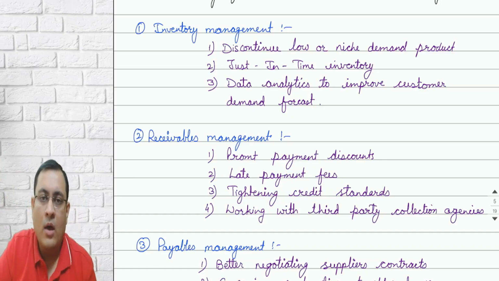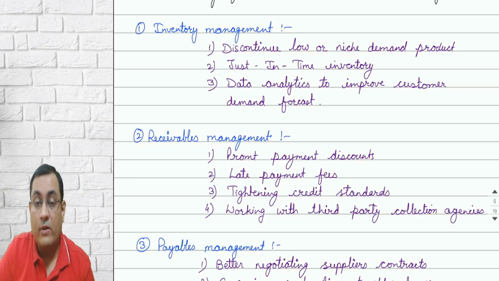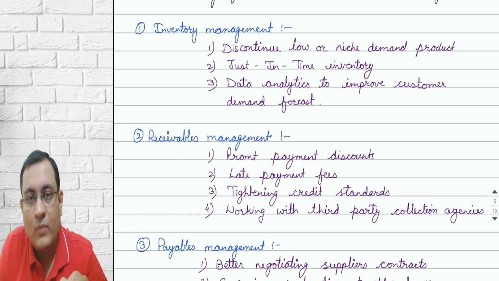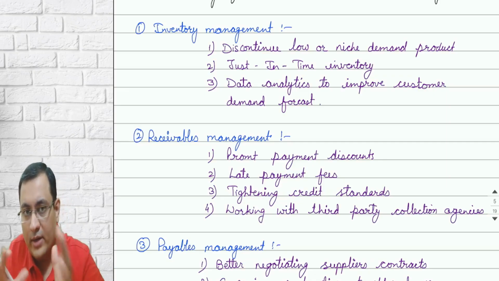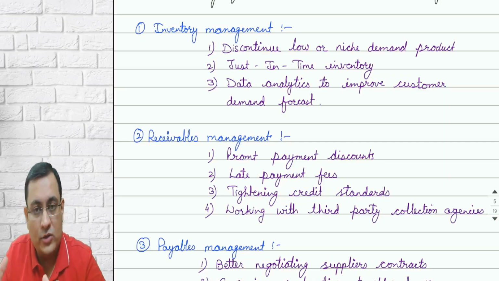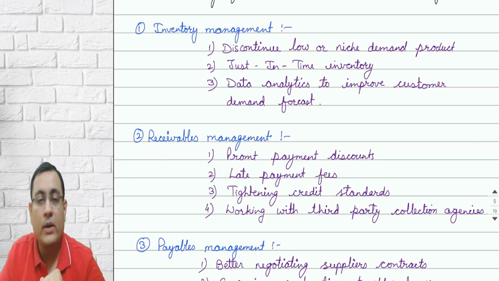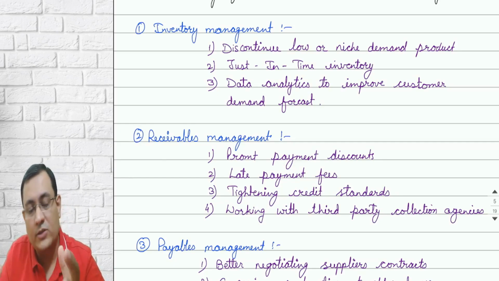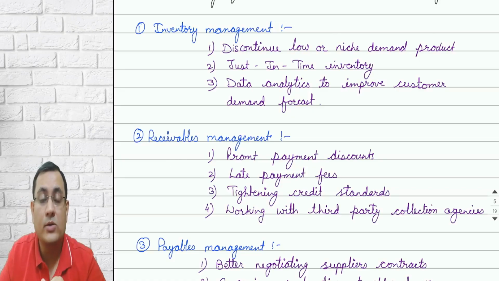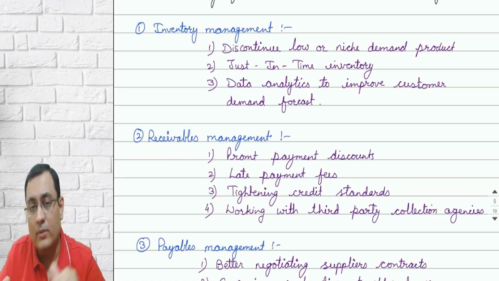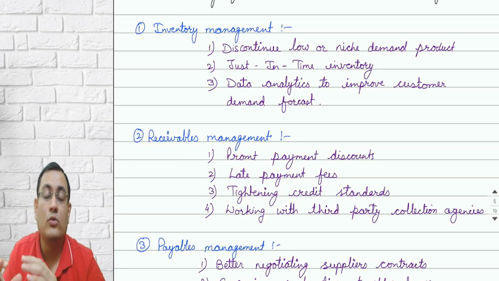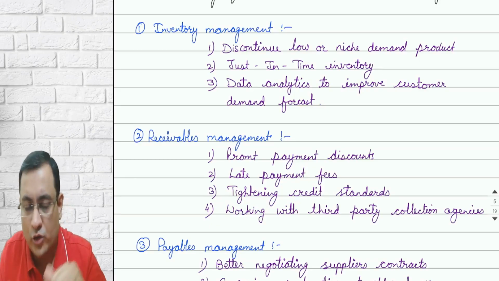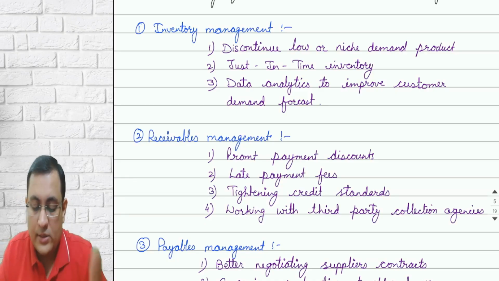Now how to reduce the inventory? Number one, discontinue low or niche demand products, because when we are catering to a very niche market, demand is generally infrequent, and we have to hold inventory for a longer period of time. That's why your inventory holding period is longer. You should be moving to fast moving items so that you need to hold inventory for a very short period of time. Number two, go for just in time inventory.